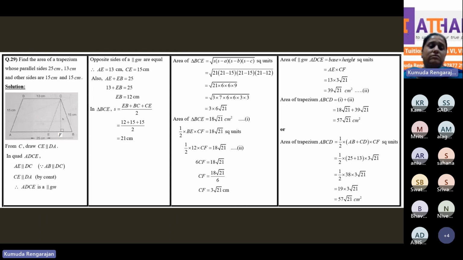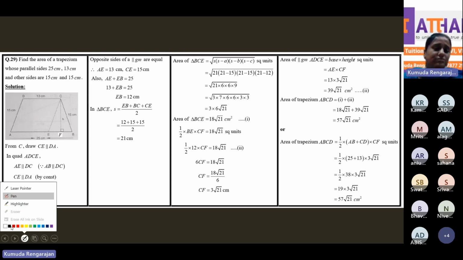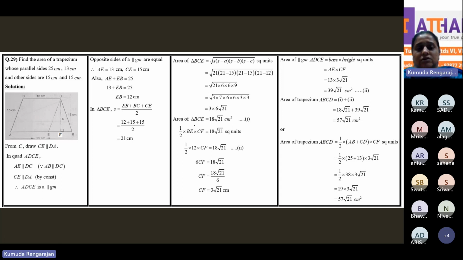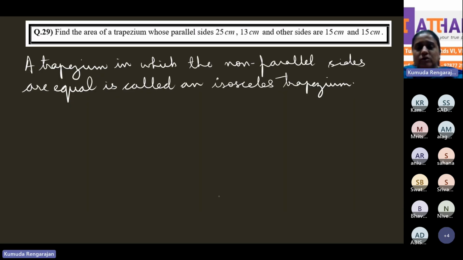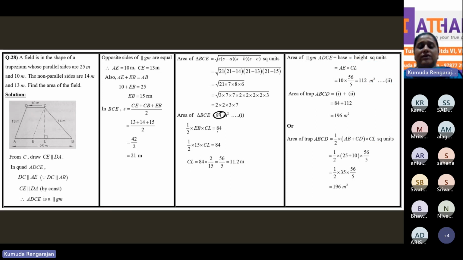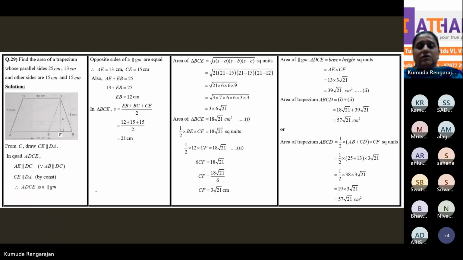So the procedure is the same, children. But here you get the area of the triangle as 18 root 21. And then half base into height, you get the altitude as 3 root 21. That's the only difference. There you get a whole number: your area is 84 and the height is 11.2. But here you have an irrational number. Here the area is this one, the height is this. The working procedure is similar, children.